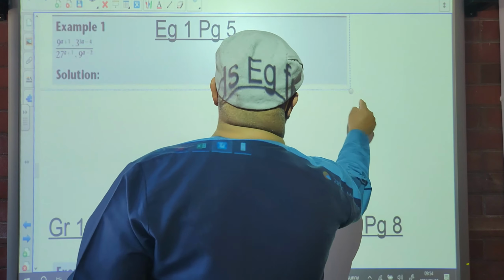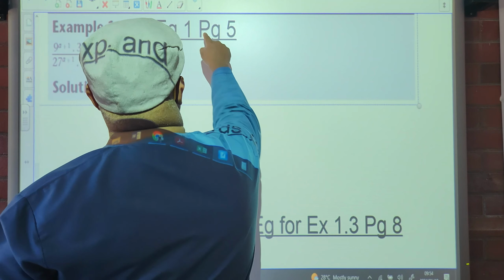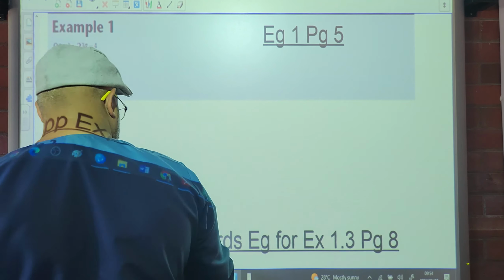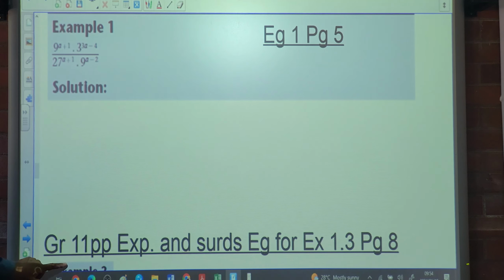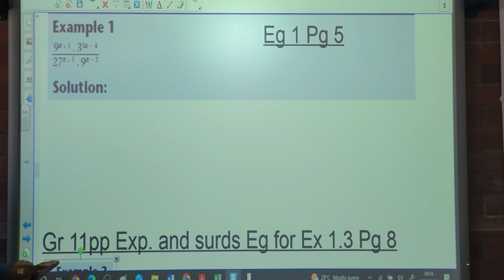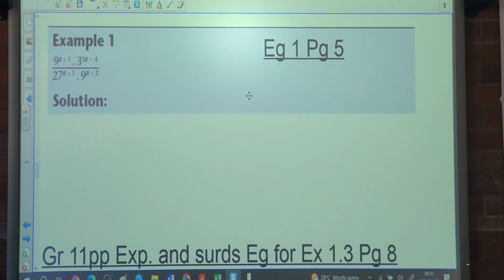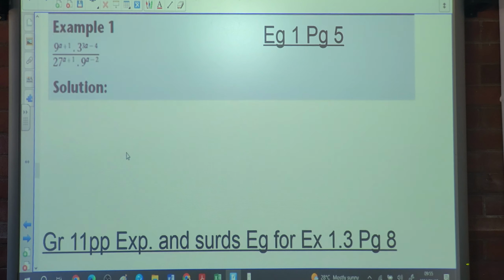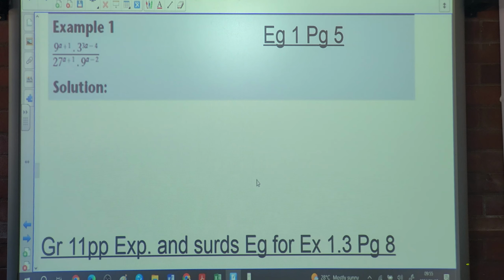Of course the question says simplify, or determine, or calculate, or evaluate. Alright, so where do we start? We start by writing the bases as products of their prime factors.